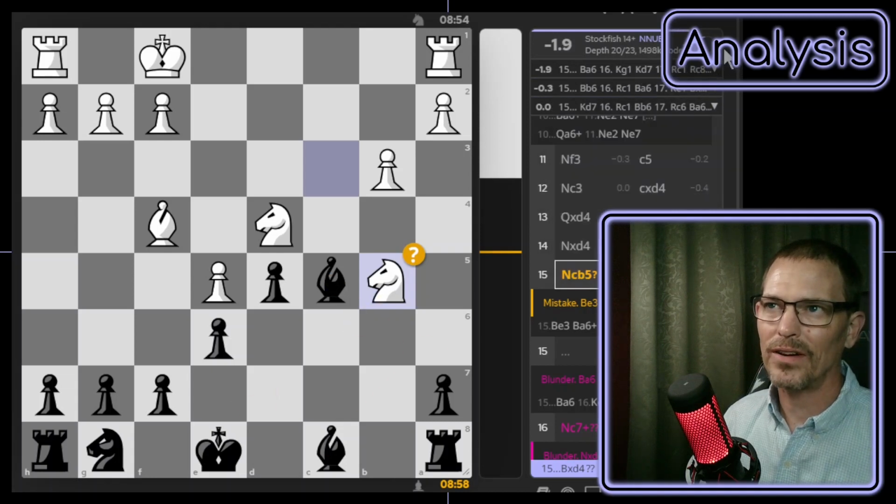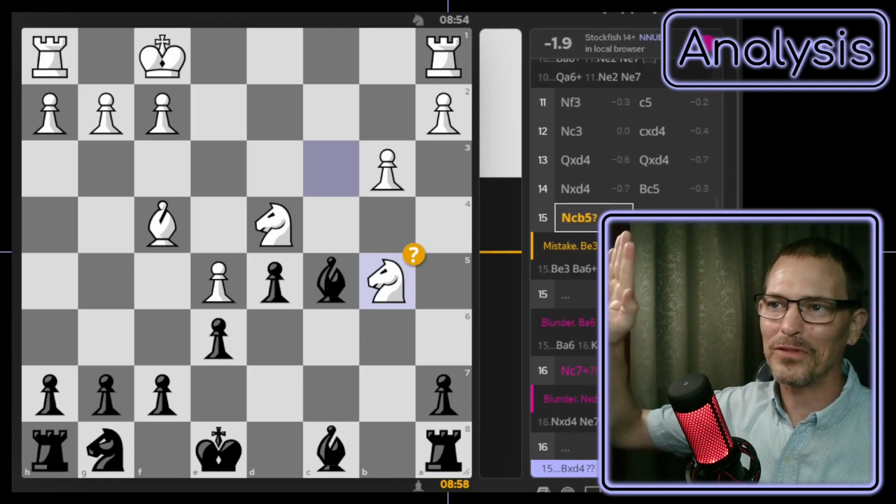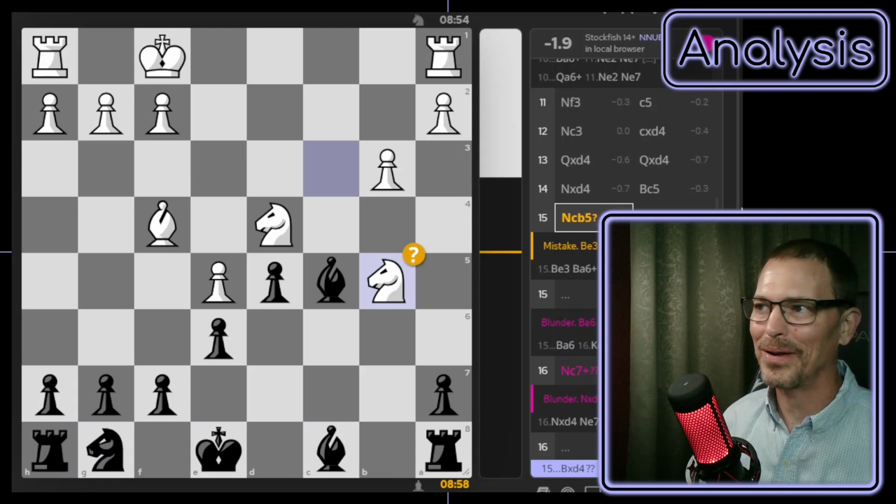I haven't looked over there yet. I'm going to try to turn it off without looking. Did I get it? Okay, I got it. All right. I was using my peripheral vision to place the mouse pointer there on the thing.